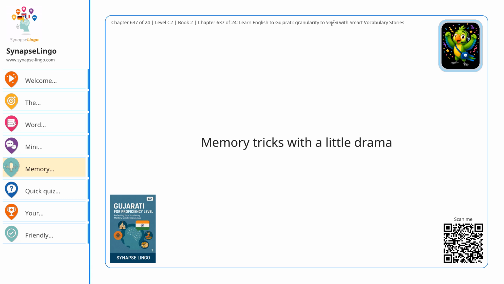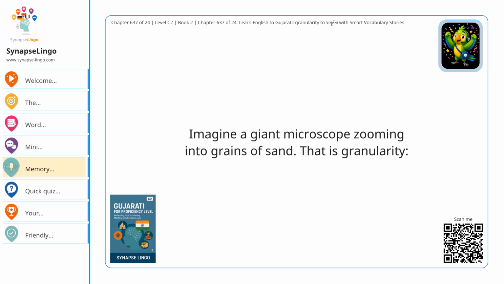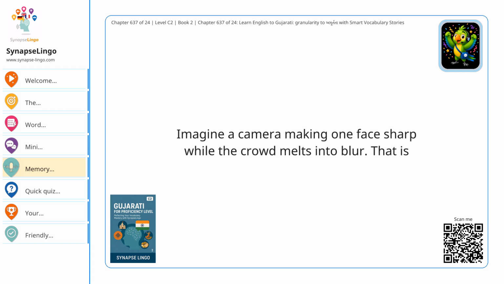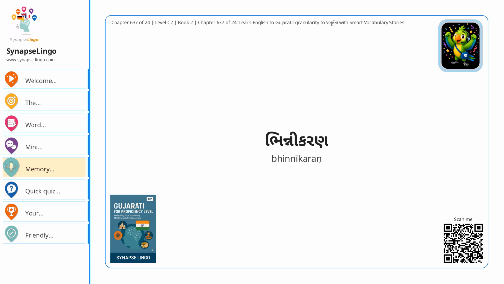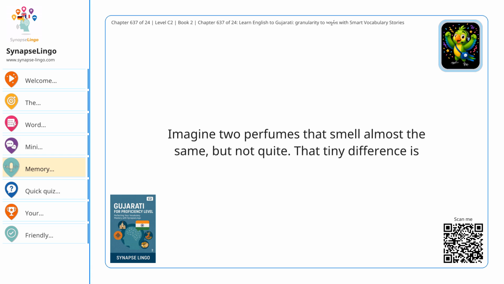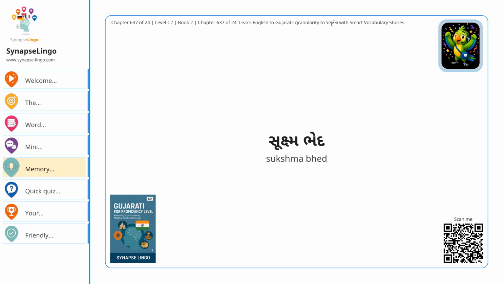Memory tricks with a little drama. Now let us glue the words into memory with images. The stranger the image, the better your brain behaves. Imagine a giant microscope zooming into grains of sand. That is granularity, સૂક્ષ્મતા. Imagine a camera making one face sharp while the crowd melts into blur. That is ક્ષેત્રની ઊંડાઈ. Imagine one worksheet splitting into many versions for many learners. That is ભિન્નીકરણ. Imagine two perfumes that smell almost the same, but not quite. That tiny difference is સૂક્ષ્મ ભેદ.